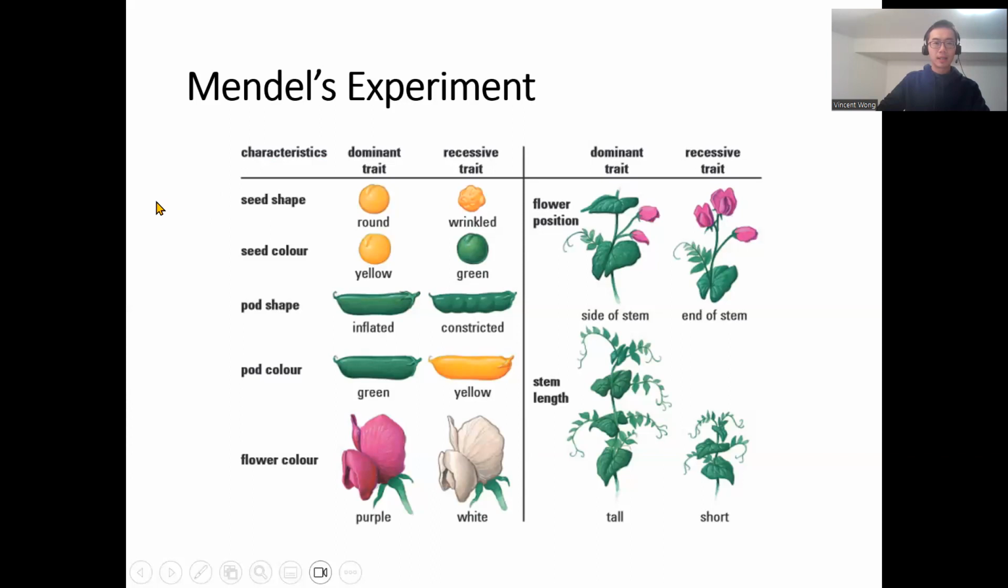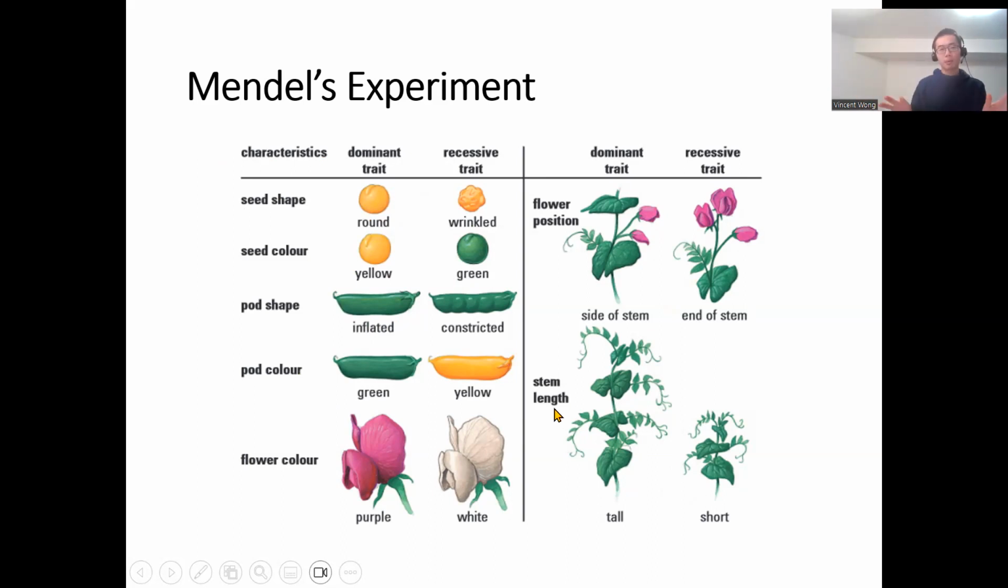Okay, so here are some traits. The shape of the seed: round is dominant over wrinkled. Yellow is dominant over green. And the shape of the pod, the color of the pod, the flowers, the position of the flower, the length of the stem, and so on and so forth.